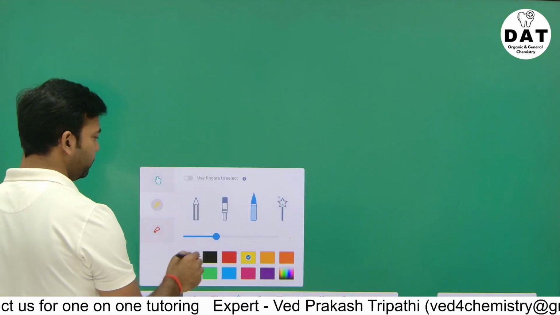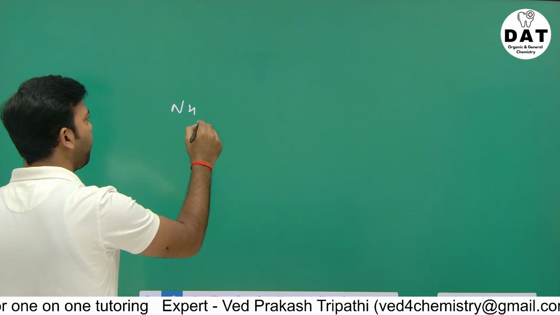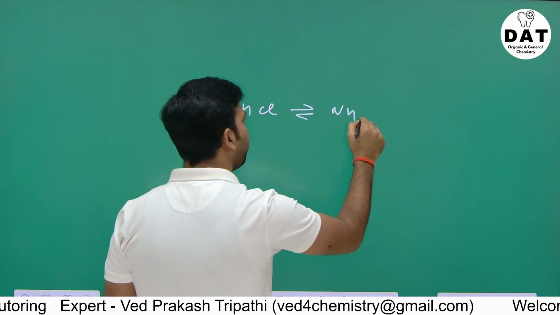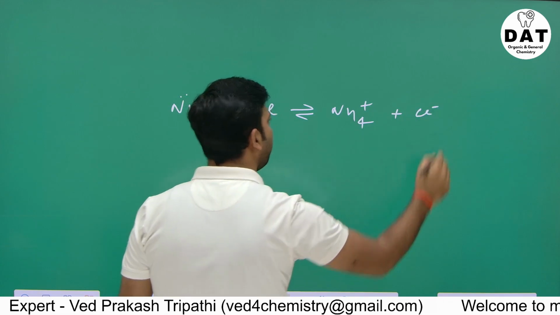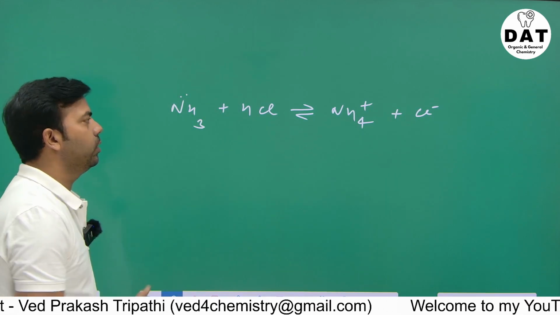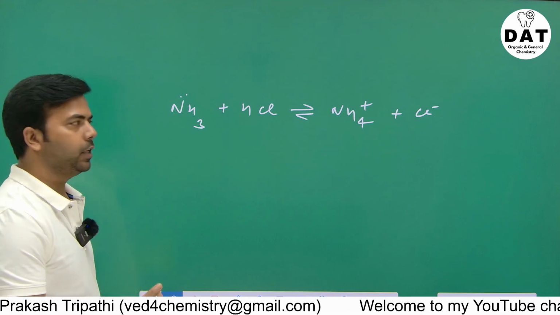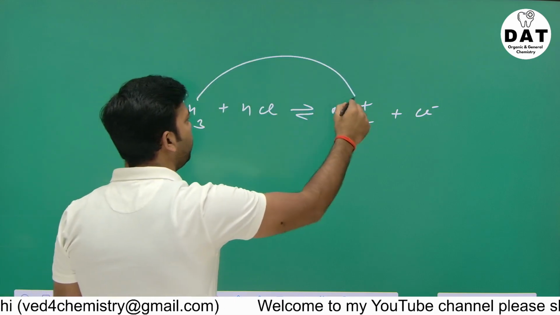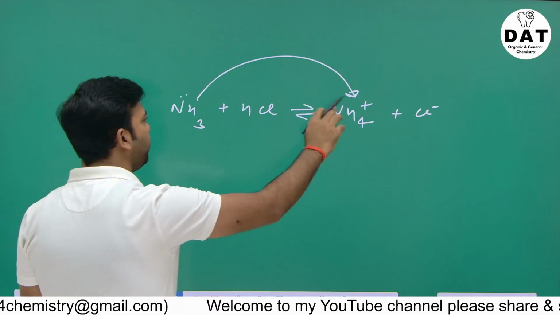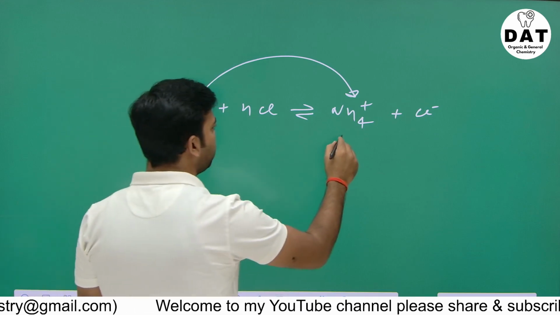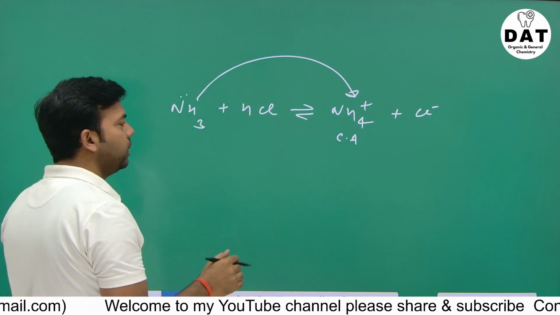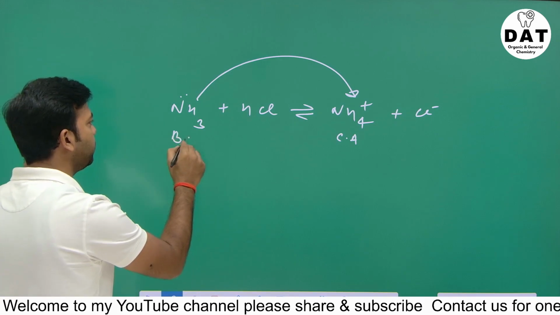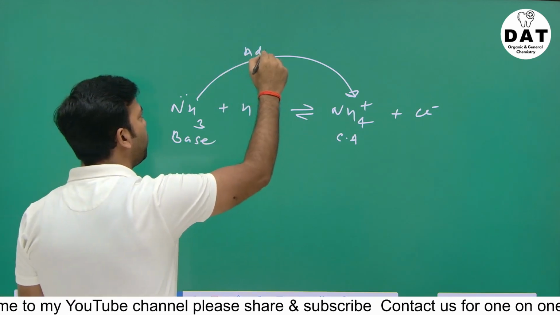Suppose you have this one. Now we have to mark here which one is a conjugate acid, which one is a conjugate base, which one is an acid, and which one is a base. So let's compare ammonia with the ammonium ion. You can see in the product side we have an extra proton. So this means this is a conjugate acid, and conjugate acid is formed from a base by addition of a proton. So this is a base, and here you have addition of a proton.